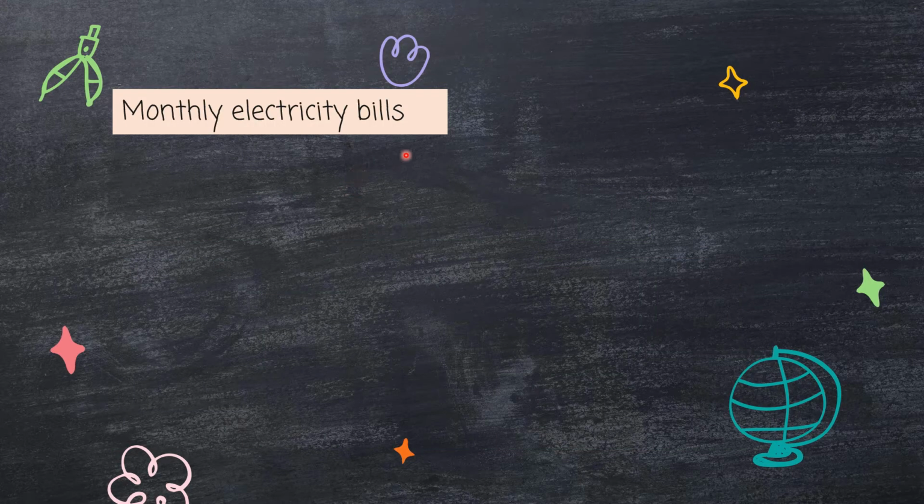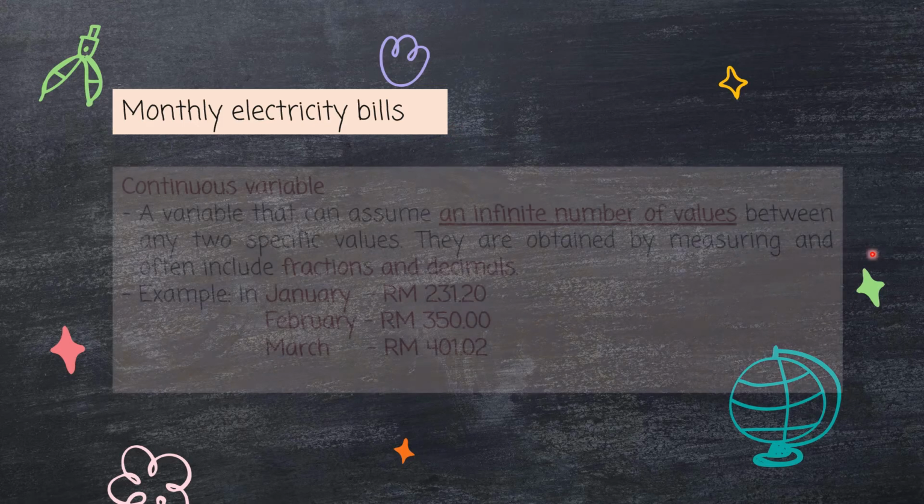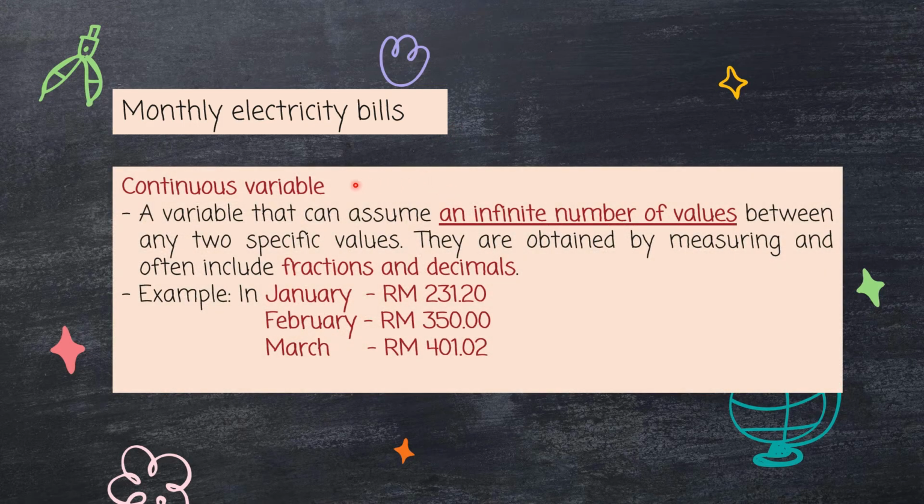Next, monthly electricity bills. So this one is also a continuous variable that can assume an infinite number of values between any two specific values, obtained by measuring and often including fractions and decimals. So this is the example of monthly electricity bills. Okay, so if you can see the figure, it takes decimal values.